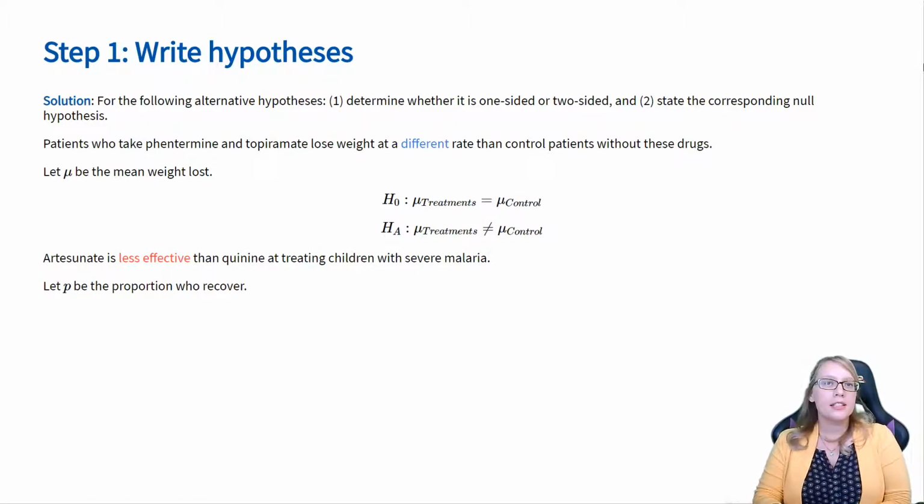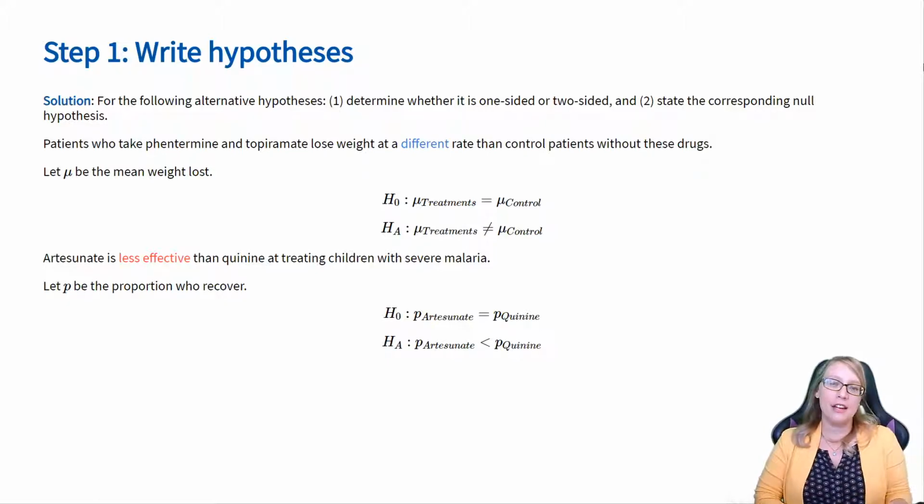Let's look at the second research question. The second question says that artesunate is less effective than quinine at treating children with severe malaria. So here we're looking at malaria treatment. One indication of success might be a speedy or a fast recovery. So we'll let P be the proportion who recover from malaria. If artesunate is less effective, then fewer children with severe malaria will recover under that treatment than under quinine.